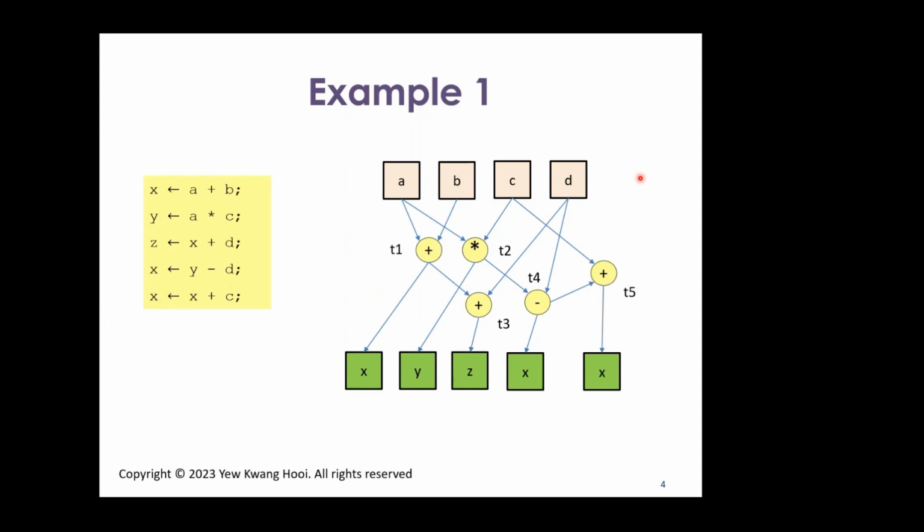How do you represent this as a data flow graph? This is how we do it. First, identify all the input variables. As you can see, we have A and B as the input variables. So you just put A and B first.